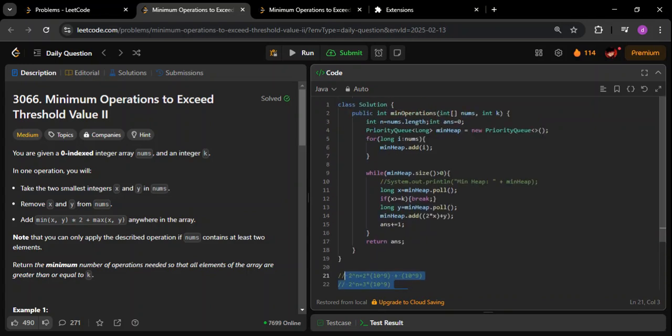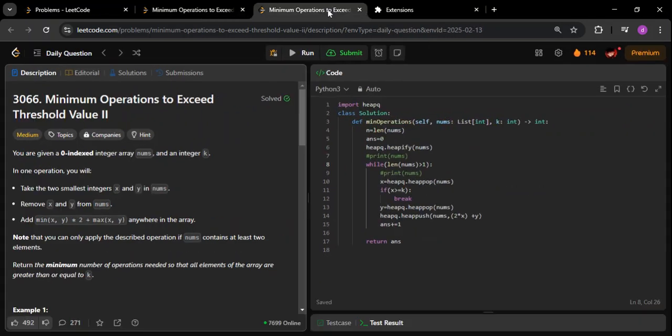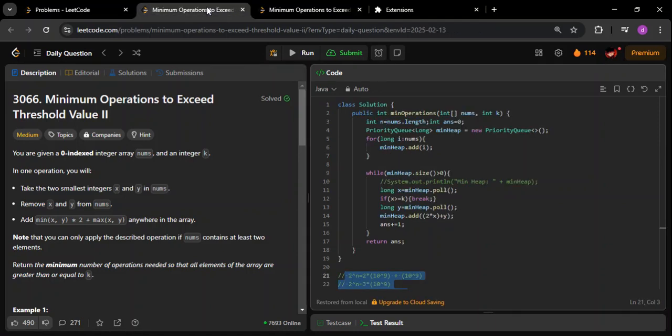Today we start with the Java solution, and then eventually we'll go to the Python solution. So this was a basic overview of this whole video, so let us quickly begin now. It is going to be 3066, Minimum Operations to Exceed Threshold Value 2. This is part 2 of that basic question.